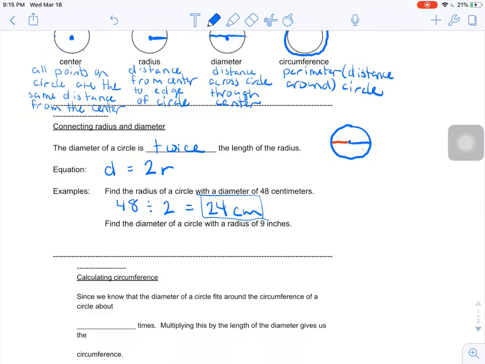If I'm starting with the radius and I want the diameter, again, it takes 2 of the radius to make the diameter. So if I'm starting with the radius, then I would need 2 of them to get all the way across the circle. So I can take that and multiply it by 2. So if the radius is 9, the diameter all the way across would be 18 inches. So you can do some simple back and forth calculations using that connection between radius and diameter.